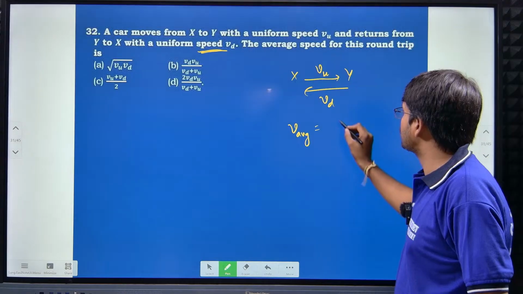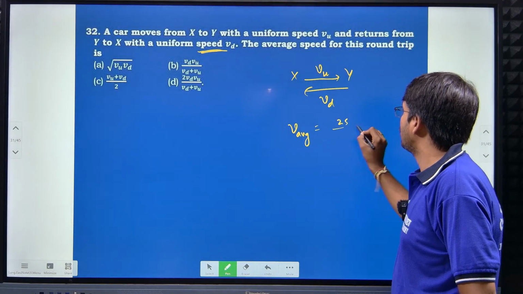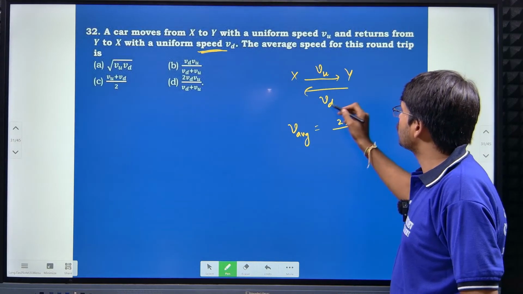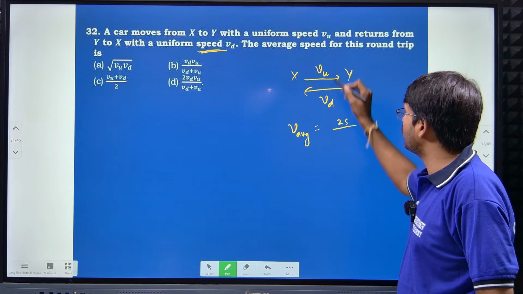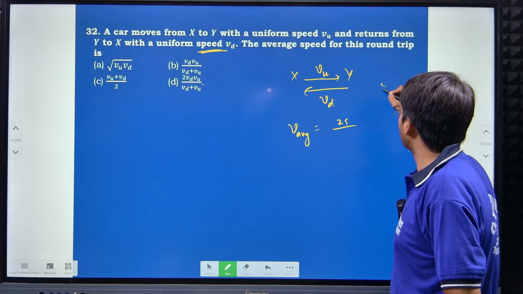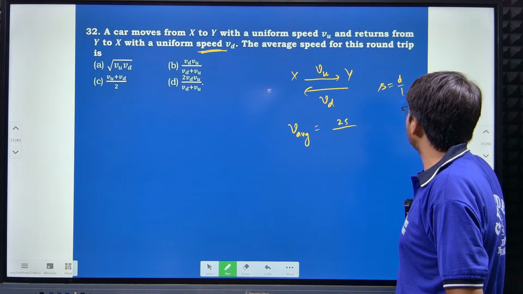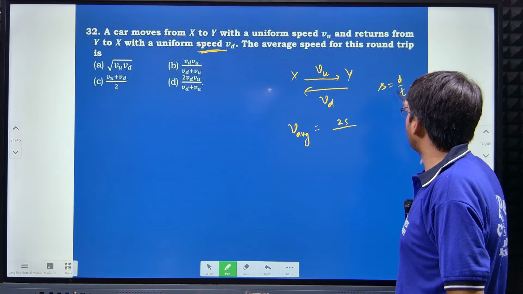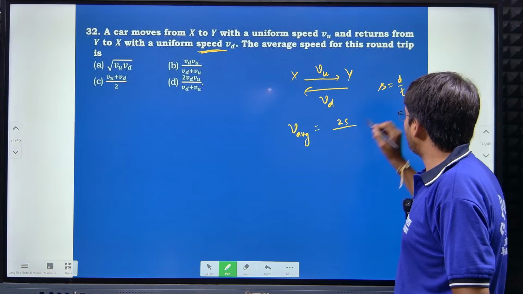So the total distance traveled, 2s, divided by the total time. We don't know the time here, so we have to write it in terms of the velocity. Generally, how do you write the speed? That is the distance divided by the time. Therefore time we can write as what? d divided by the speed or the velocity.